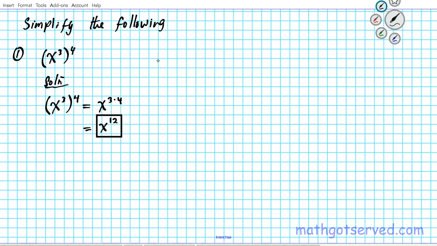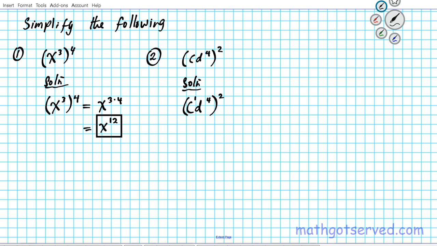All right, question 2. What if you have cd to the 4th power raised to the 2nd power? Let's take a look at what the solution is. So we have cd to the 4th power raised to the 2nd power. Now, when you have multiple factors being raised to a power, you want to specify what the power of each factor is so you can know what you're doing. So c doesn't have a power, so it has the invisible power, which is just 1.